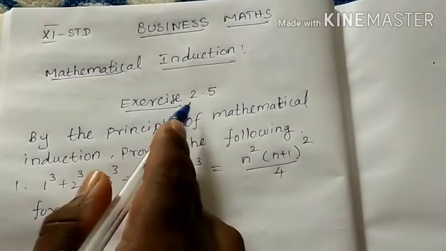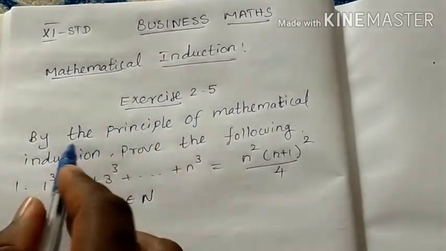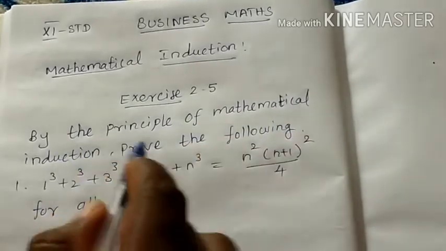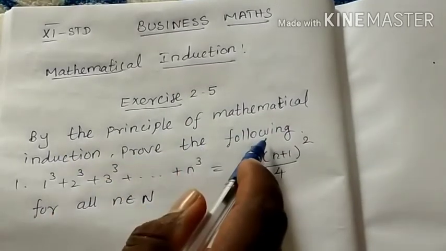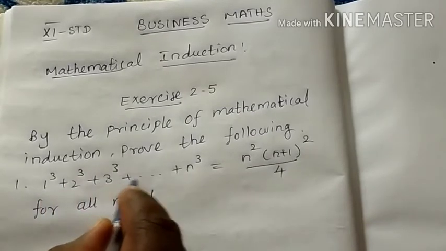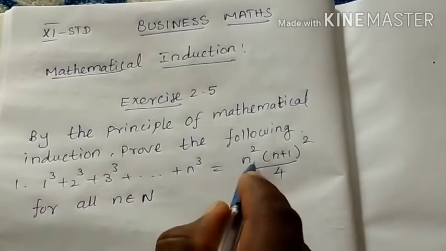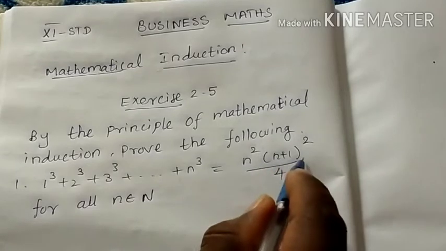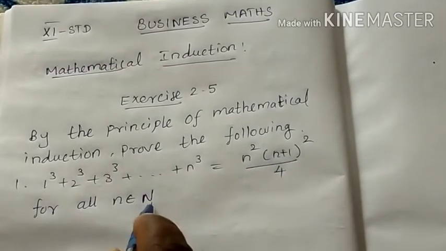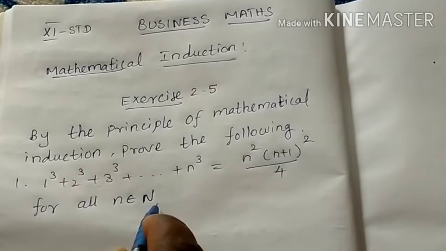Exercise 2.5. By the principle of mathematical induction, prove the following. The first question: 1 cube plus 2 cube plus 3 cube plus and so on plus n cube equals n squared into (n plus 1) the whole squared divided by 4, for all n belongs to capital N. This is your question.